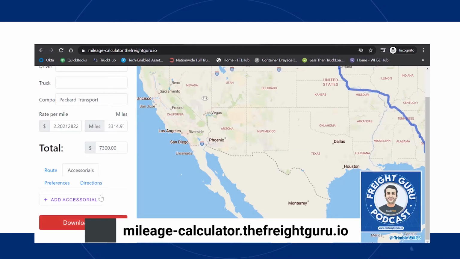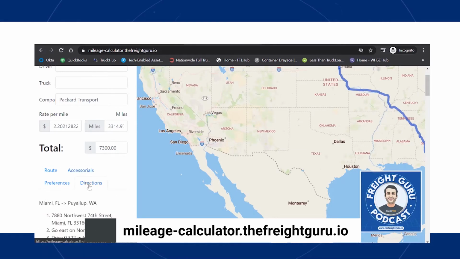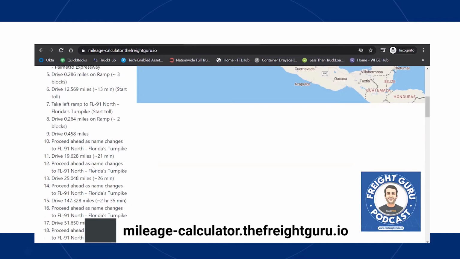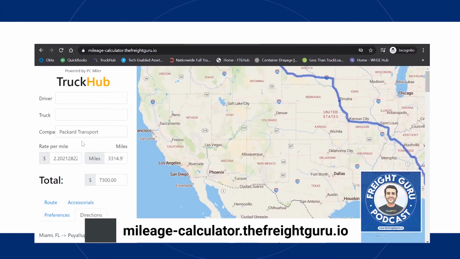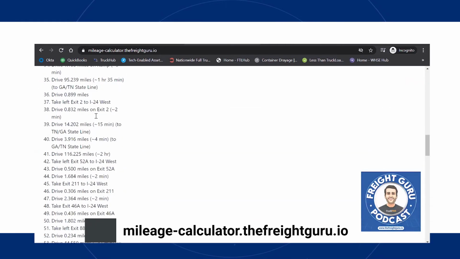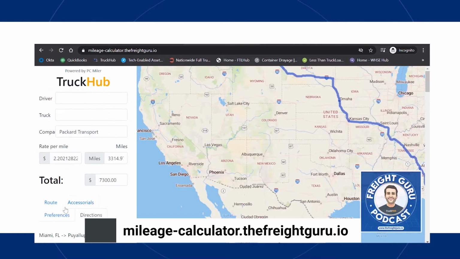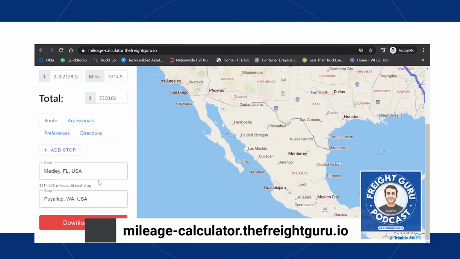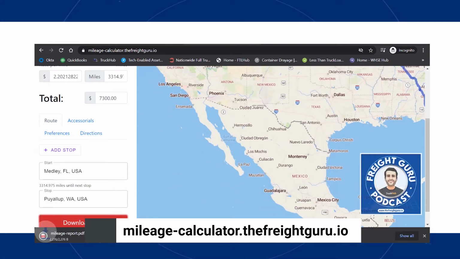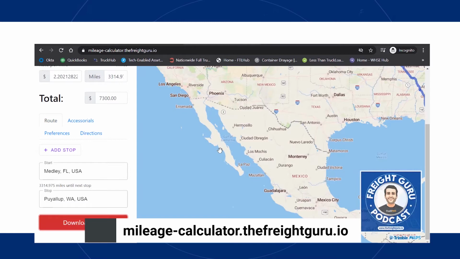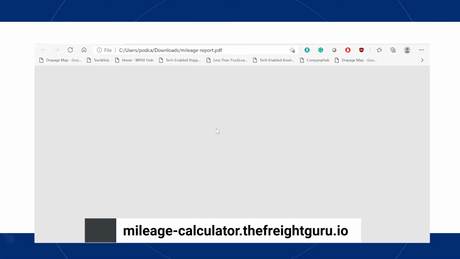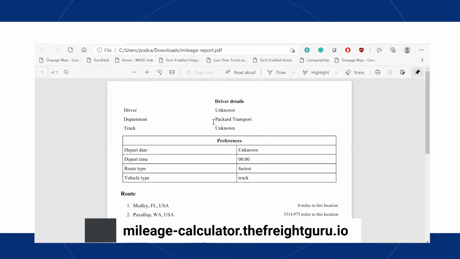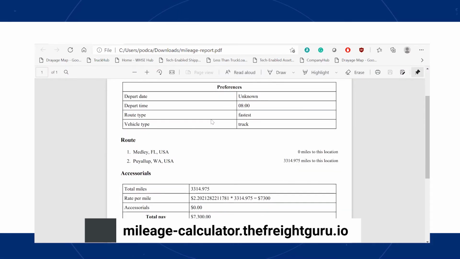The other interesting thing about this is that it's going to give you turn-by-turn directions, so you know exactly where the driver needs to go, so you can ultimately send this to the driver if you want. And then what's great is that you'll be able to download this as a PDF, which you're looking at right here. This is the PDF. And you're able to print this or send it to the broker or shipper that you just agreed on the rate with.